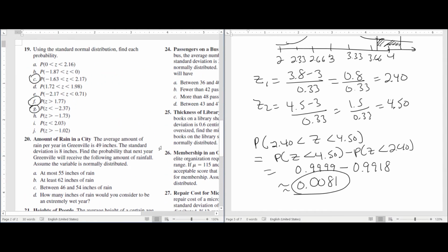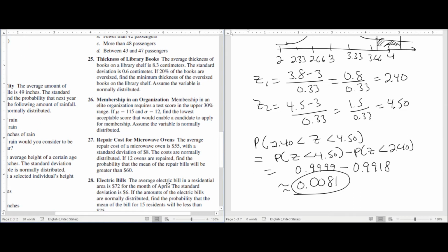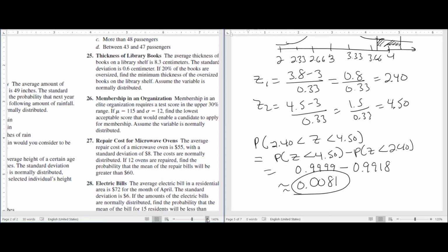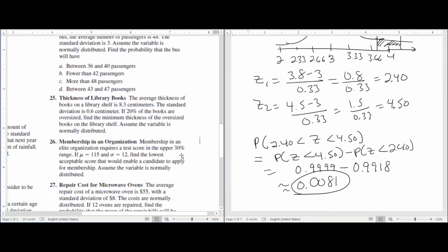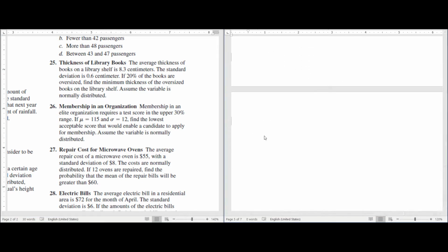So let's move forward to number 25. The average thickness of books on a library shelf is 8.3 centimeters. The standard deviation is 0.6 centimeters. They're in the same units, so we're good. If 20% of books are oversized, find the minimum thickness of the oversized books on the library shelf. Assume the variable is normally distributed.